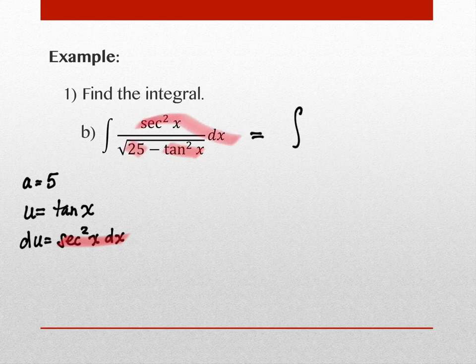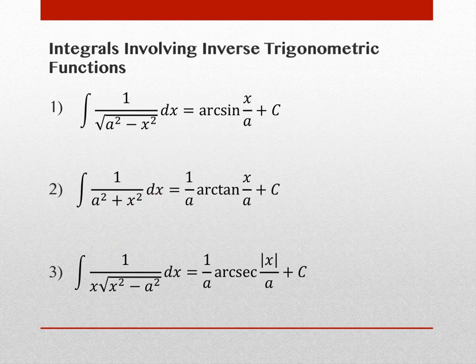So doing a few replacements, we have secant squared dx at the end becoming 1 du at the end. There we go. We have our 25 being rewritten as 5 squared. And our tangent squared is now u squared. And now it actually has the form that I can use, this arcsine function at the beginning, and write the closed form.